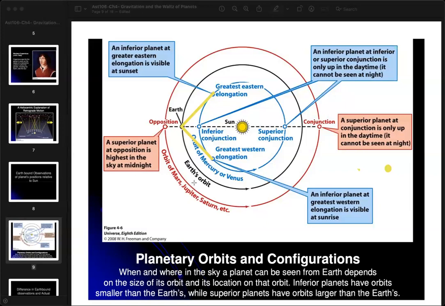So this is a very important diagram which explains all the observations of what we see in the sky, of how the planets move, when they appear, where you can see them. So please practice drawing this.